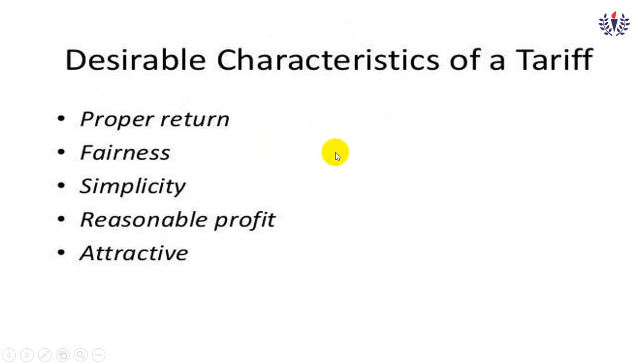Next one is fairness. What is meant by fairness? The tariff must be such that different types of consumers are satisfied with the rate of charge of electrical energy. A smaller consumer should be charged at their level, and a bulky or bigger customer should be charged according to their consumption. For example, the big customer should be charged at a lower rate than the smaller customer, because of the increased energy consumption. So bigger consumers should get some incentive.